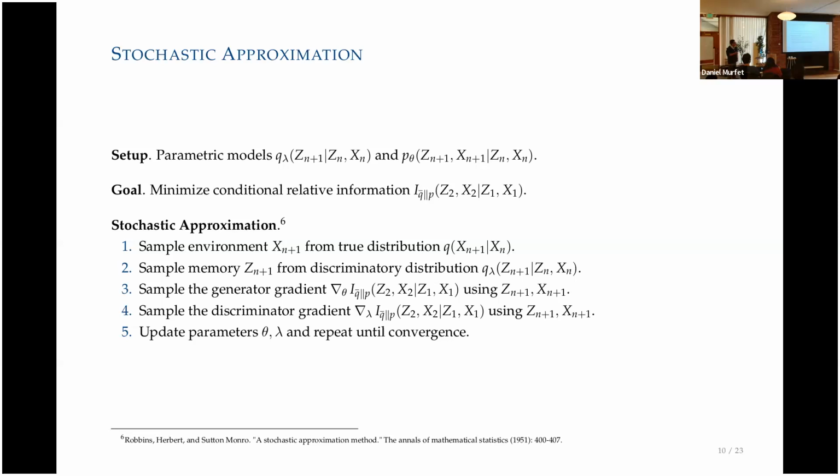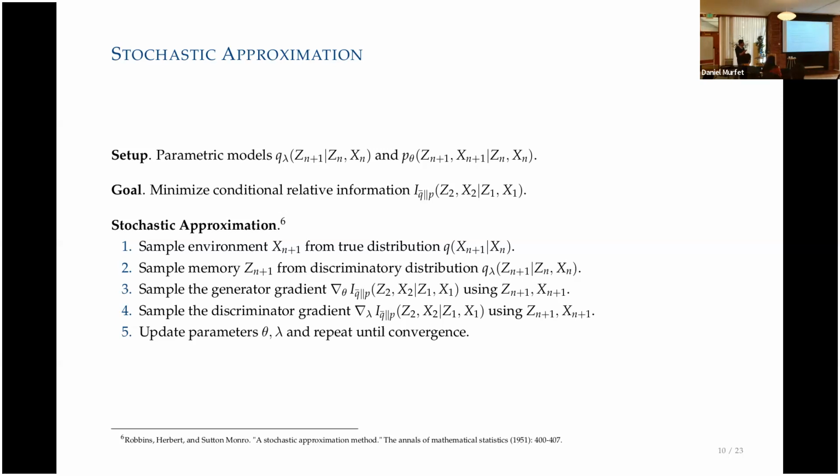Okay, so now I'm going to apply the variational inference trick that I mentioned earlier. I'm going to alternate between optimizing for Q while holding P fixed and vice versa. As a reminder, the setup is that I have these two parametric models. I have the Q lambda model of Zn plus 1 given Zn and Xn. And I also have my P theta model of Zn plus 1, Xn plus 1 given Zn and Xn. My goal is to minimize this one-step KL divergence, one-step relative information, or conditional relative information.